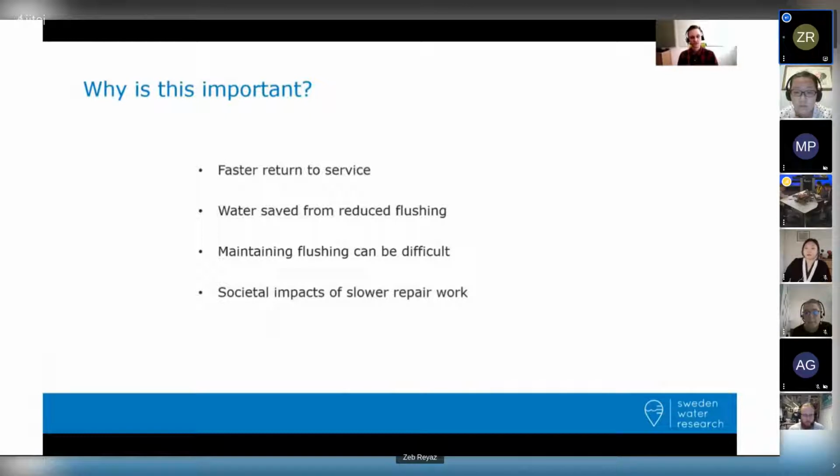Sometimes, in certain regions or in times of water shortage, maintaining flushing for extended periods of time can be difficult or even impossible. And this is expected to be a more common problem in the future as our climate changes. The societal impacts, especially considering accessibility in urban environments, can be very large. For instance, when pipe replacements lead to diverted traffic and closed roads.